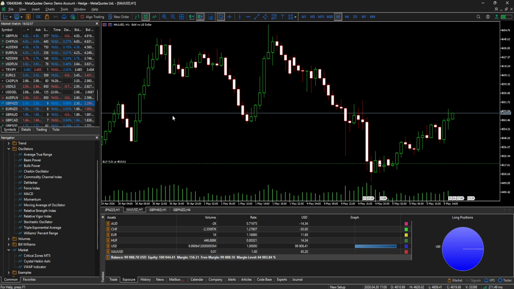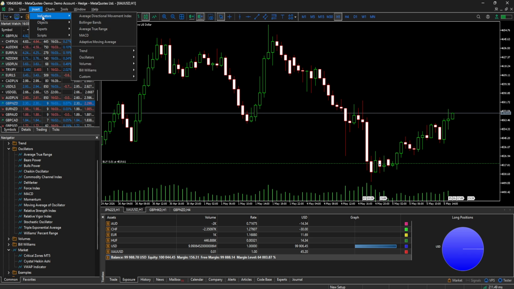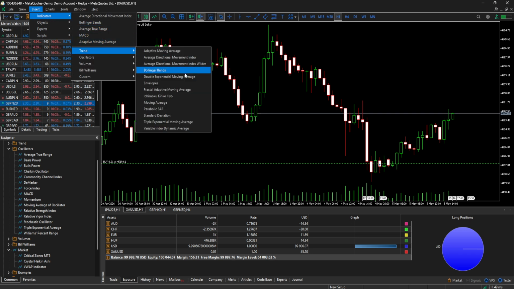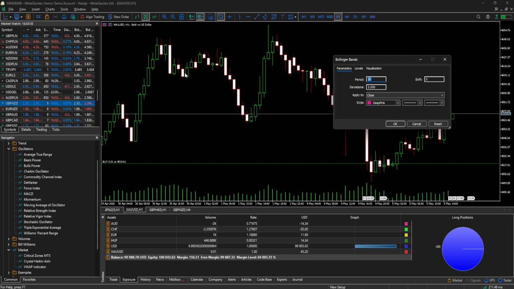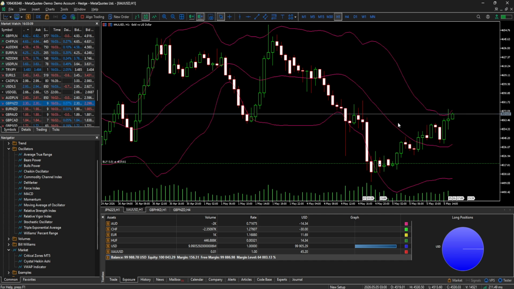Now, let's add them to your chart in MetaTrader 5. Open your XAUUSD chart. At the top menu, click Insert, then Indicators, then Trend, and choose Bollinger Bands. Leave the settings on their widely used defaults, a period of 20 and a deviation of 2. Click OK, and you'll see the 3 lines overlay your candles.